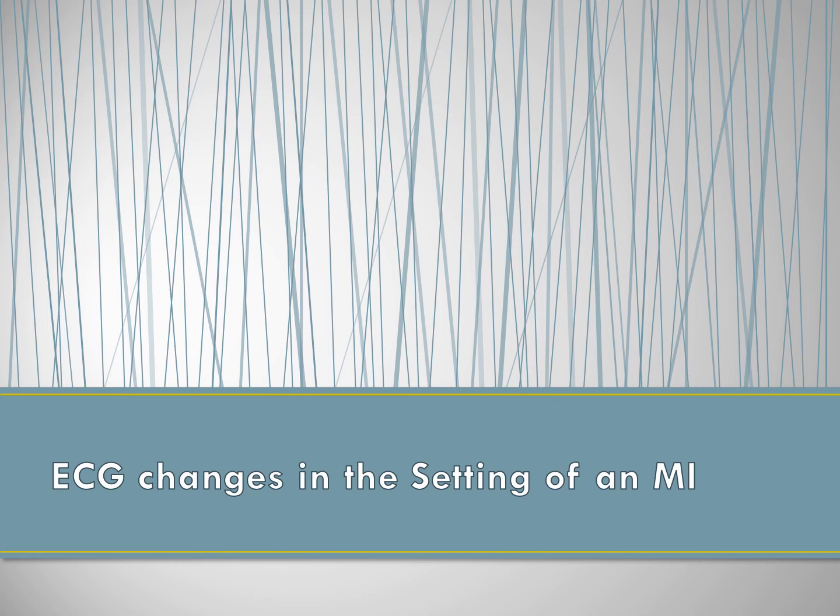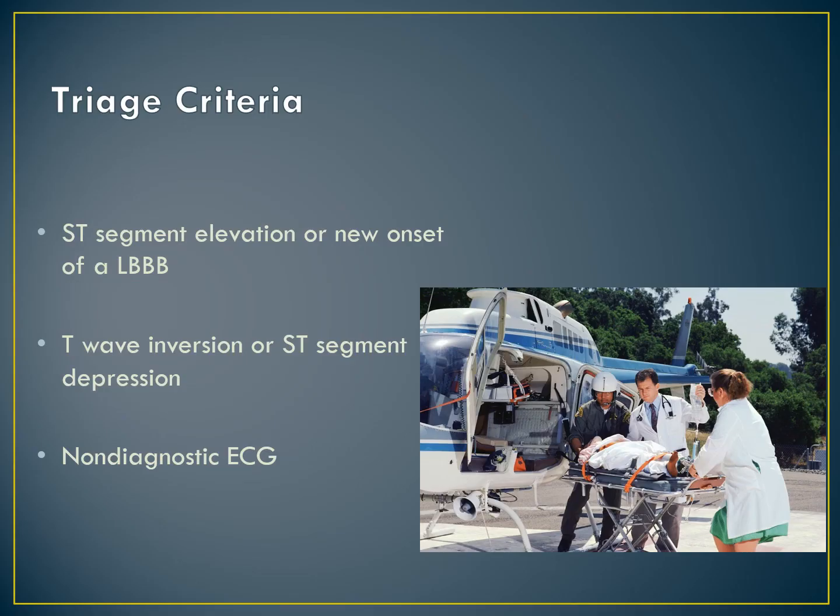Now that we have briefly reviewed the coronary blood supply, let's talk about the ECG changes commonly seen in the setting of an acute myocardial infarction. First of all, there is a hierarchy to triage the chest pain patient. Is this a ST segment elevation or a new onset of a left bundle branch block? Are there T-wave inversions or ST segment depression, or is this considered a non-diagnostic ECG?